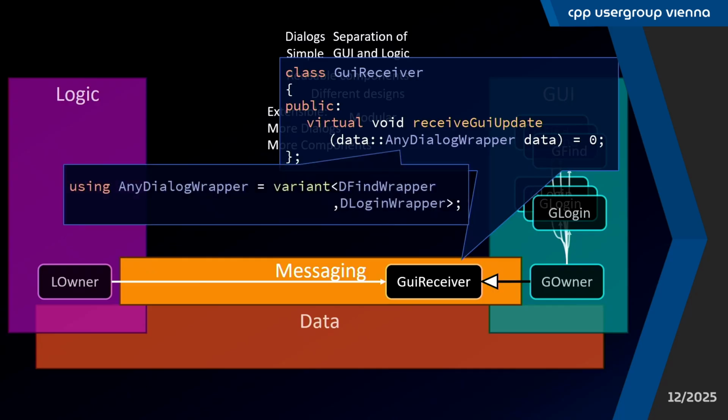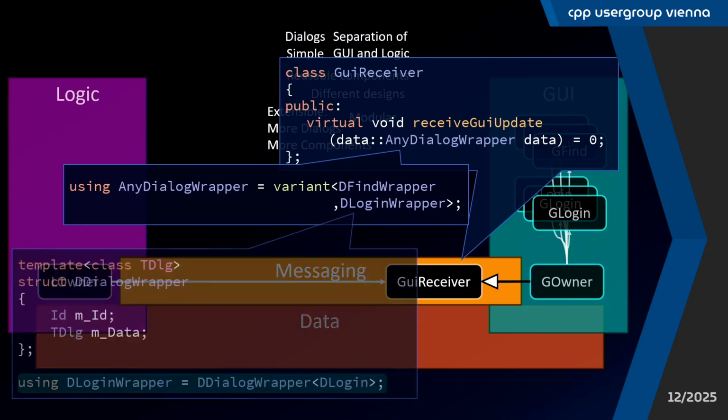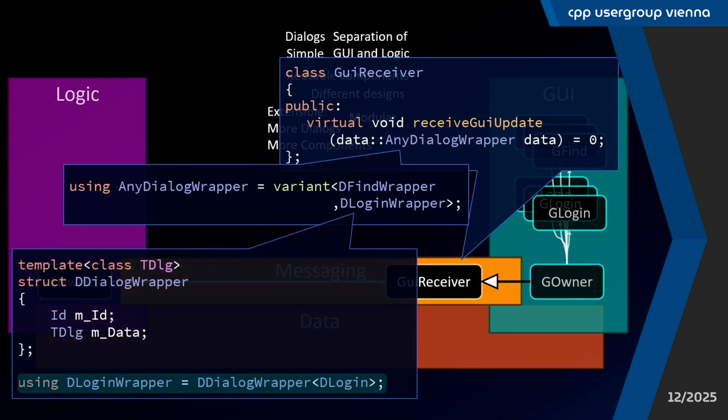And again, what do we transmit? Another variant, which contains, what are these wrappers? These wrappers are binding together some data, like, for example, the login dialog data, with an ID. I don't want the ID in the data itself, because if I compare two sets of data, they should be the same no matter what the ID is. This is a different concern. So now I have my login data and my ID, and that means I can dispatch it to the correct dialog, and the dialog will get its data.